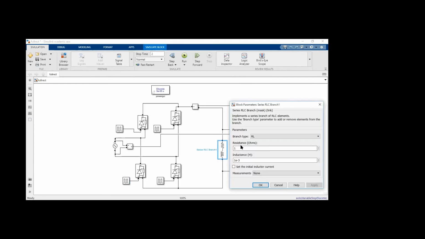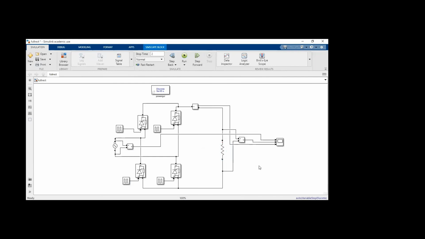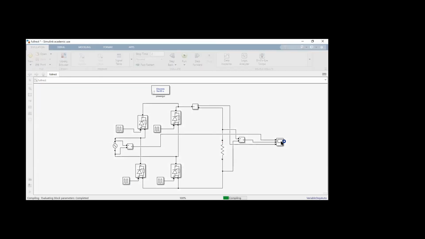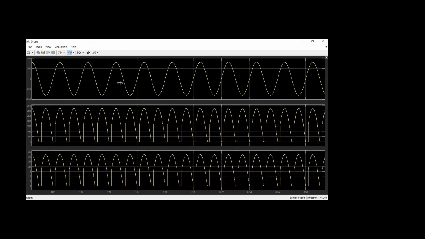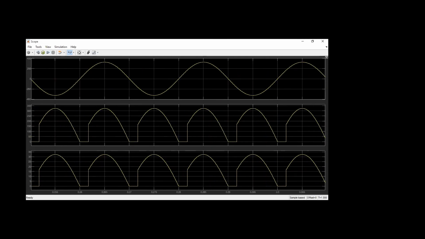Now first I am taking the R load. Let me take the R load, and I will run it. So this is a bridge rectifier, a full wave rectifier with R load. With R load, if I consider 30 degrees, then after that 210, then 30, 210. So it is continuously coming. So this is with R load.